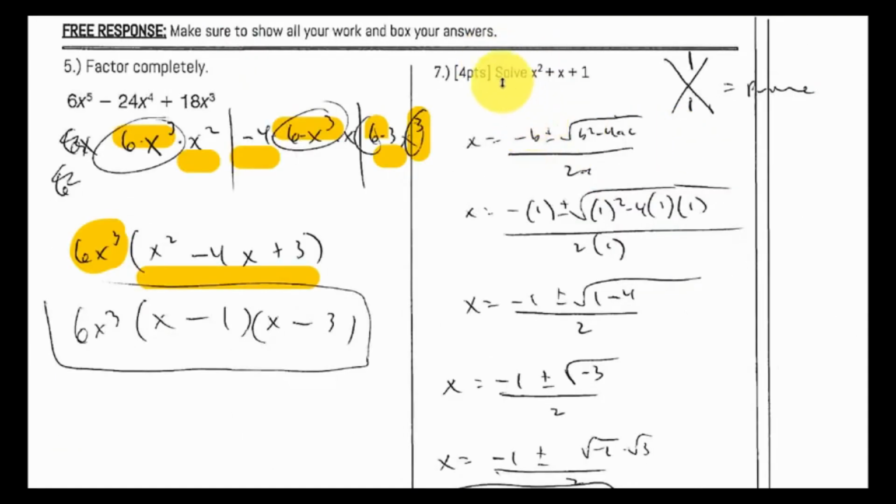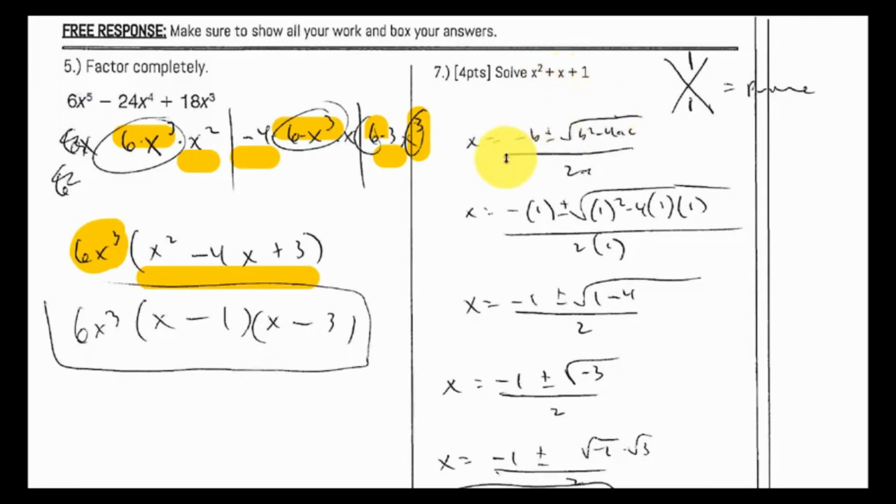All right, question number 7. Solve x squared plus x plus 1. Okay, if you did the x method to factor to solve, you would get a times c is 1, b value is 1, and then there's no two numbers to multiply. So therefore, this is prime. What does prime mean? Prime means that you cannot factor it. Okay, so if you can't factor it, what always works?